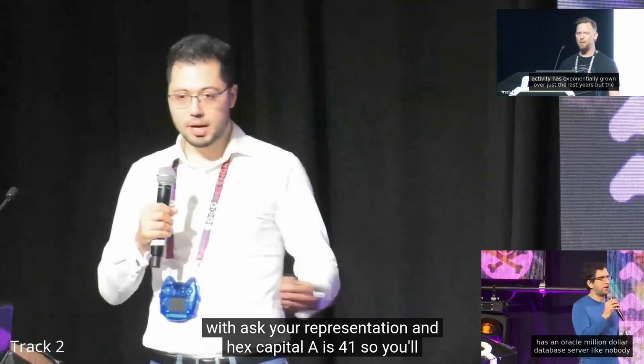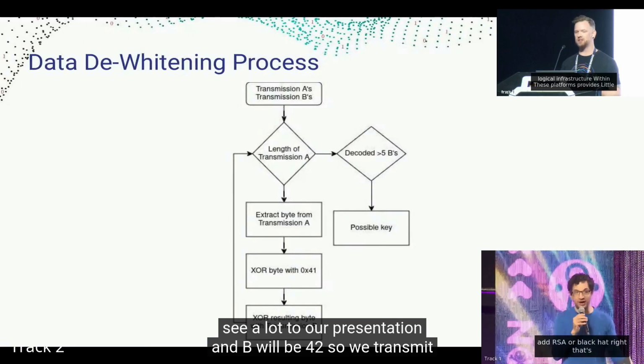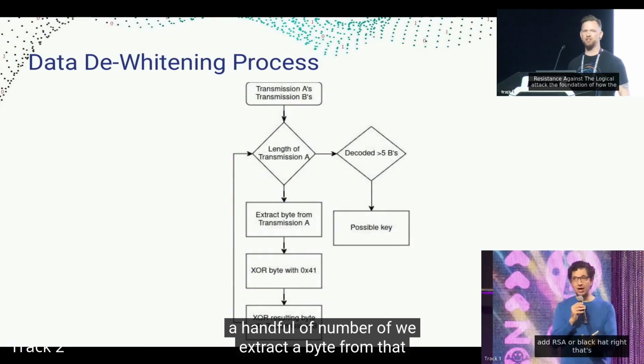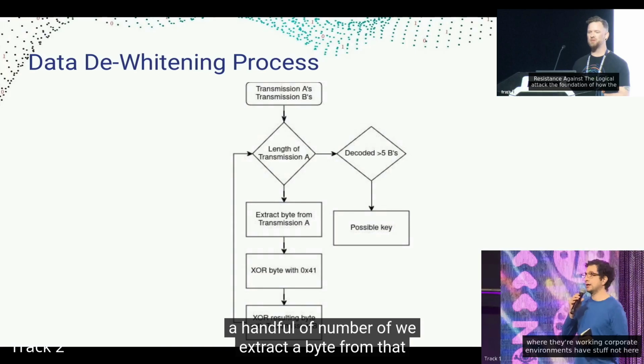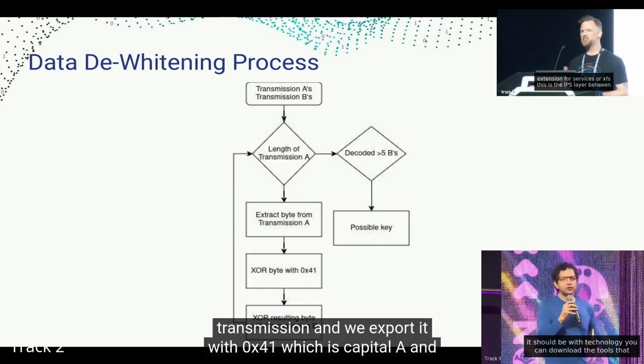So our de-whitening process is shown in this algorithm. We transmit a handful of A's followed by a handful of B's. For those who are not familiar with ASCII representation in hex, capital A is 41, so you'll see that a lot through our presentation, and B will be 42.